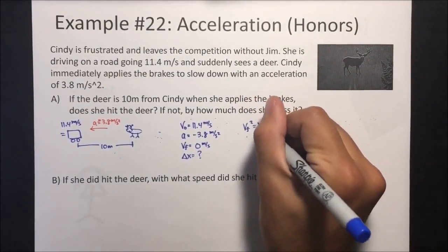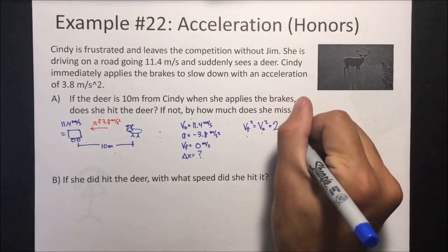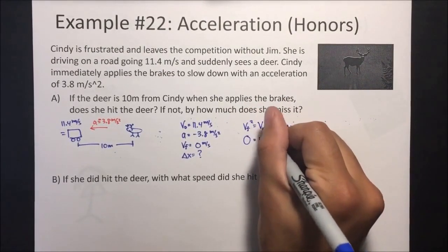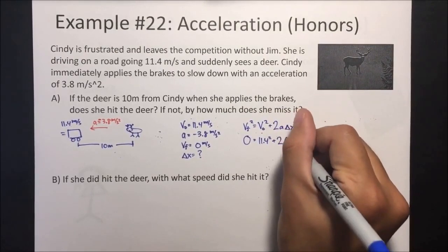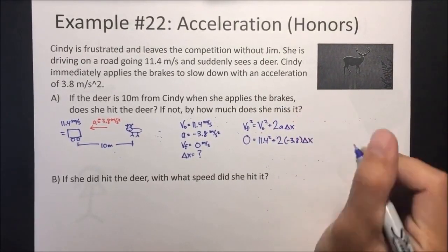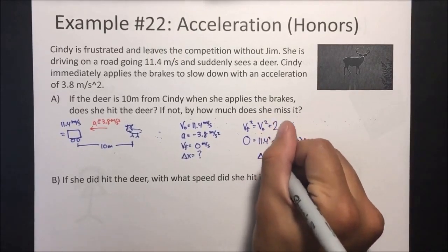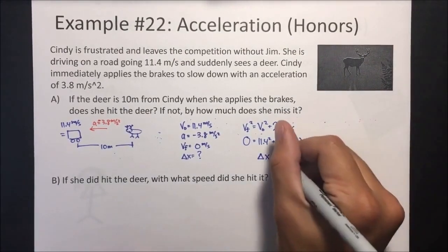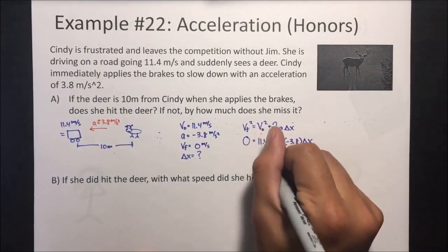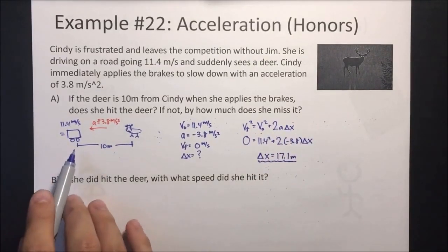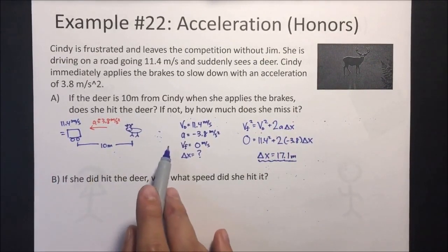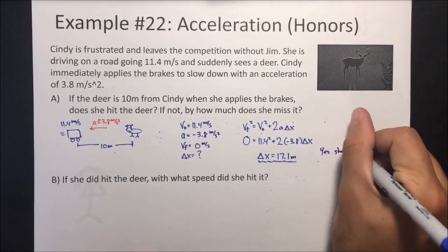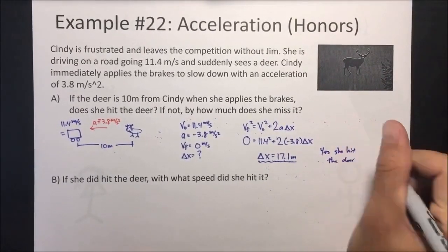Vf squared is equal to V initial squared plus 2a change in x. 0 is equal to 11.4 squared plus 2 times negative 3.8 times change in x. And then we find that the displacement is going to be 17.1 meters. And what this means is if she applied her brakes, her car would not come to a stop until 17.1 meters. So yes, she hit the deer. Oh no.